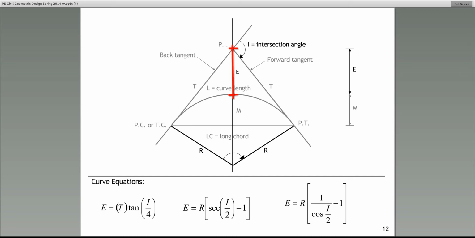Now let's get back to this term that I used, PI. Please write it down. PI stands for the point of intersection, and that is where the two tangent lines intersect.